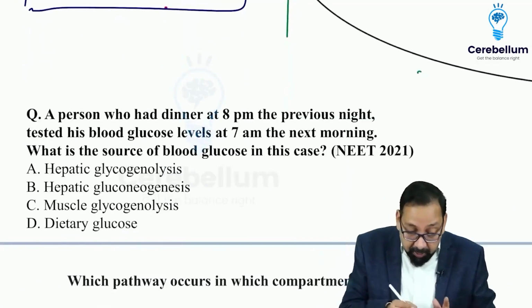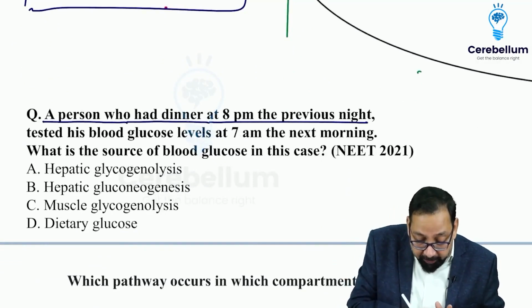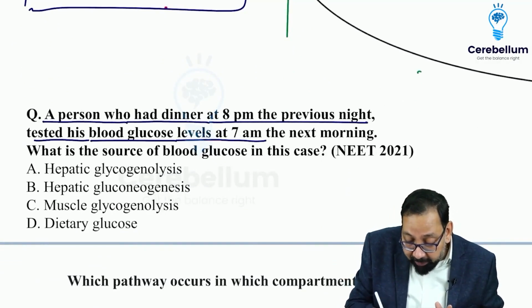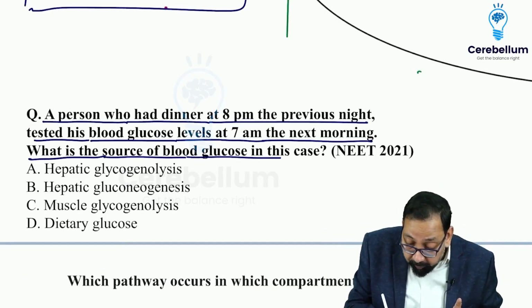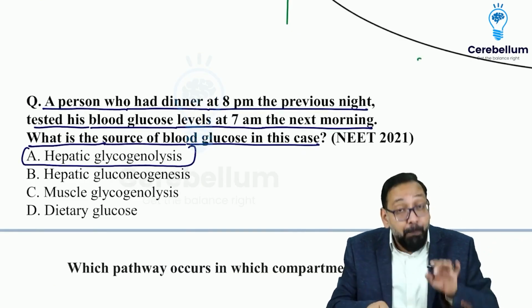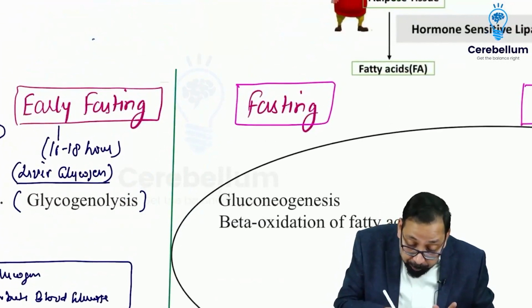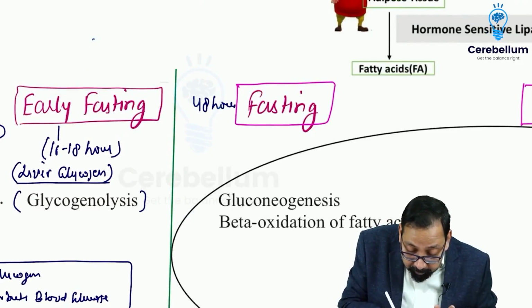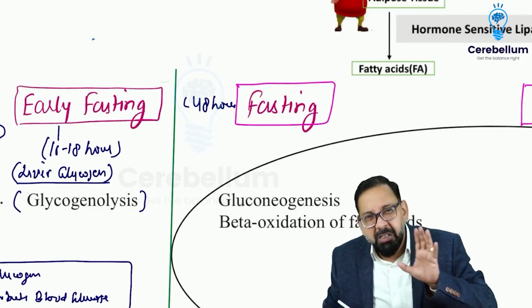This question was asked: a person who had dinner at 8 p.m. the previous night tested his blood glucose level at 7 a.m. the next morning, 11 hours. What is the source of blood glucose in this case? Yes, hepatic glycogenolysis. Suppose I locked you in a room and don't open it for 48 hours. Then I will say you are in the fasting state.